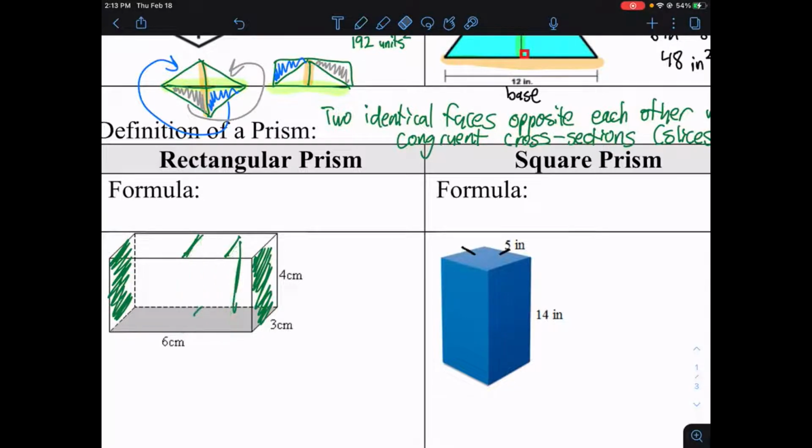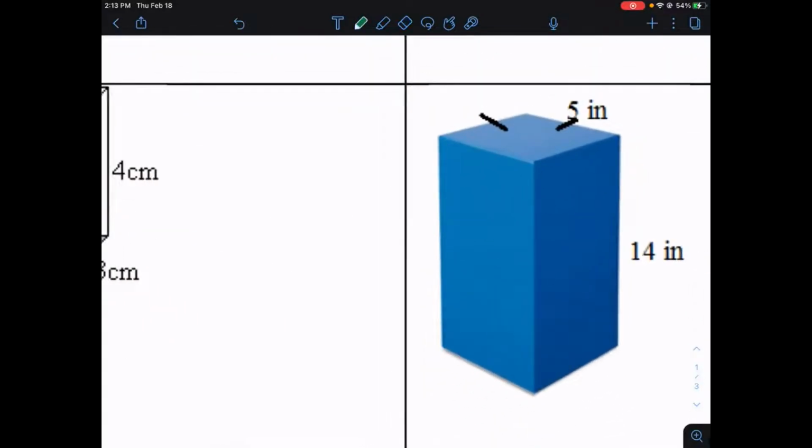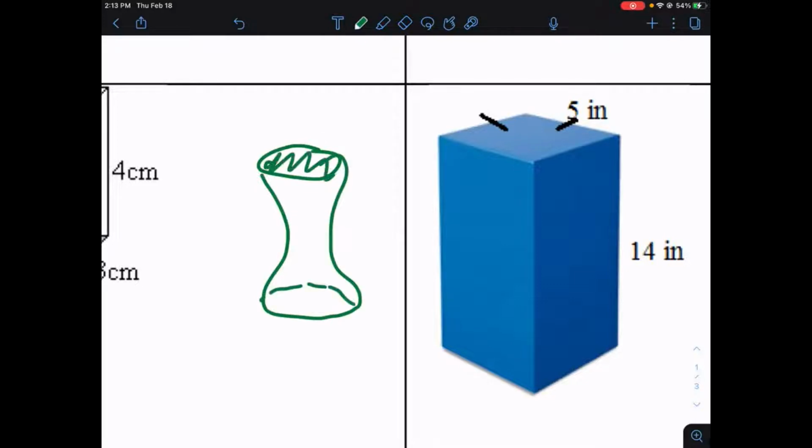Okay, so on the other hand, you don't need to draw this, but let's pretend we had an hourglass, right? Something that looks like that. So here, the top and the bottom are congruent, right? It fits the first half of the definition. But if you slice it in the middle, this circle is smaller than the others, right? So this is not a prism.